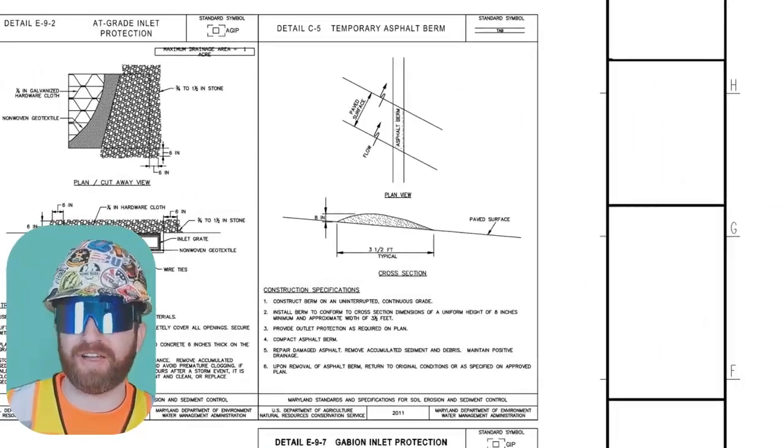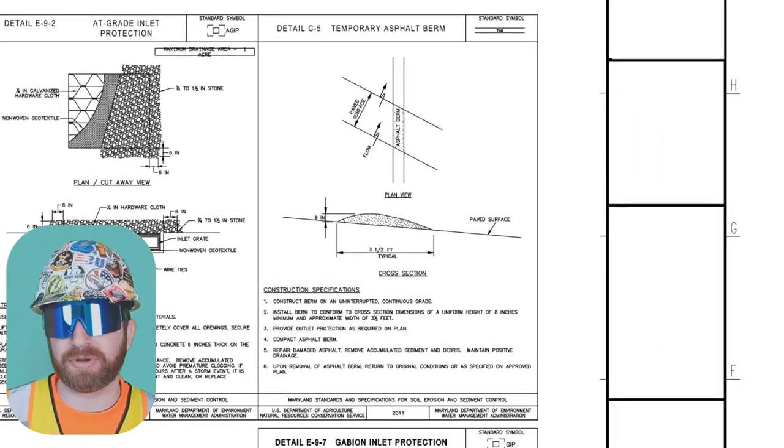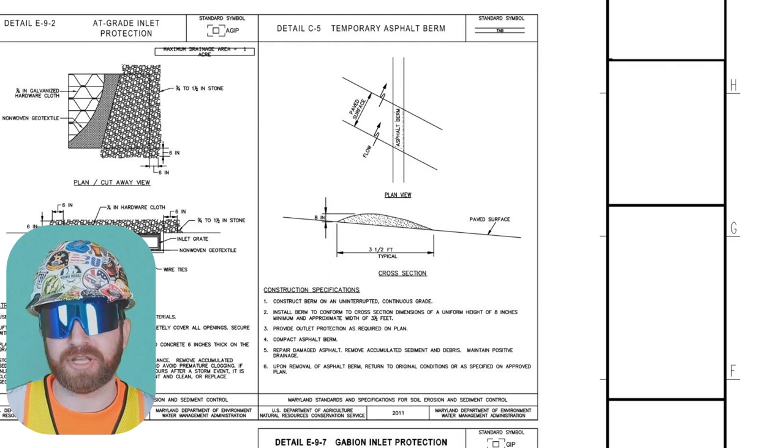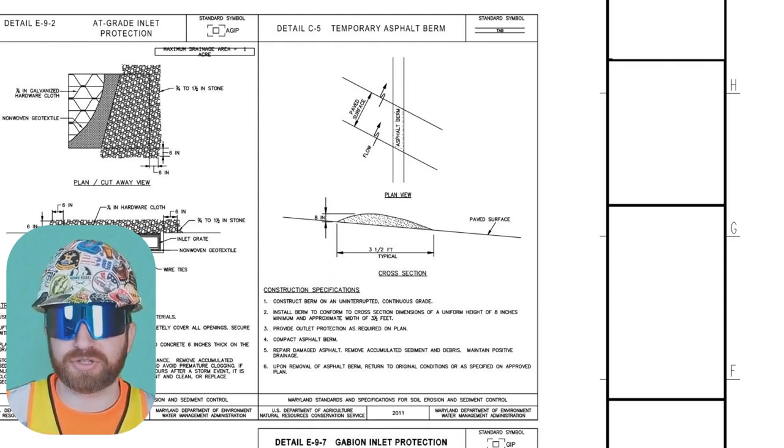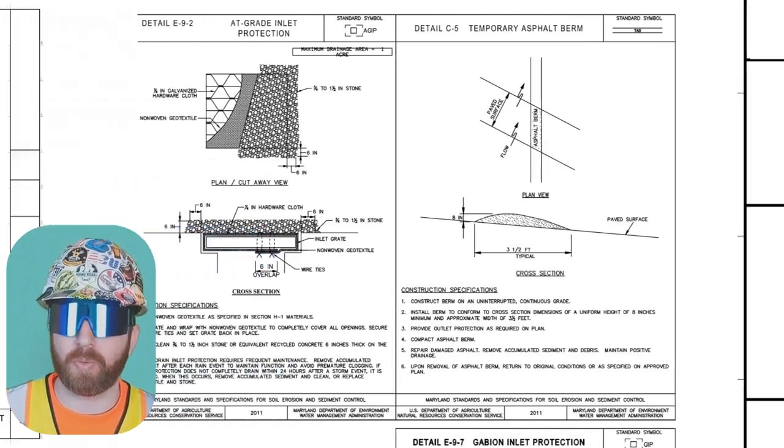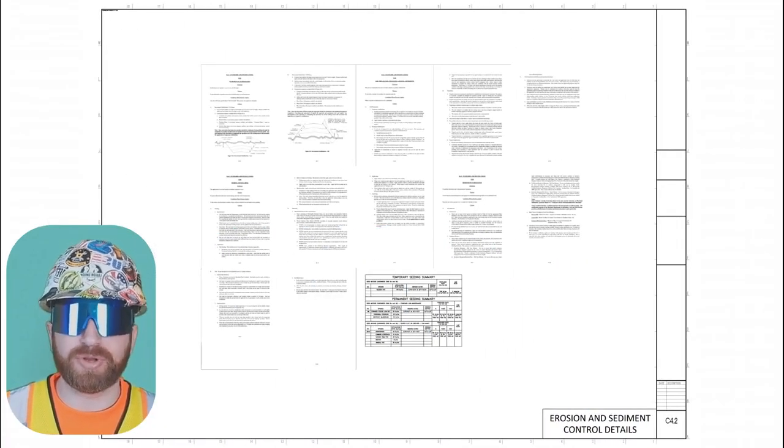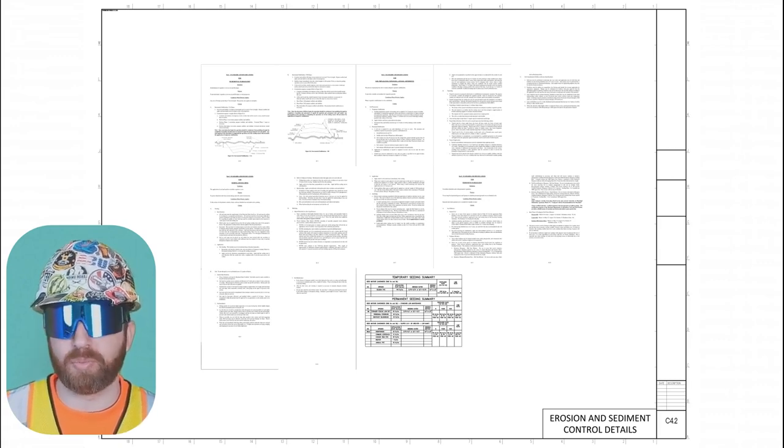Okay, so I'm on the C5 page. I'm going to read all these details, but I'm going to just focus in on this asphalt berm detail because we're just looking at this. And as long as we construct it this way in this temporary condition, that's what they're looking for, and we're good to go. Okay, so I'm going to jump over to C4.2 because it just looks like it's a continuation of that erosion and sediment control with more details.